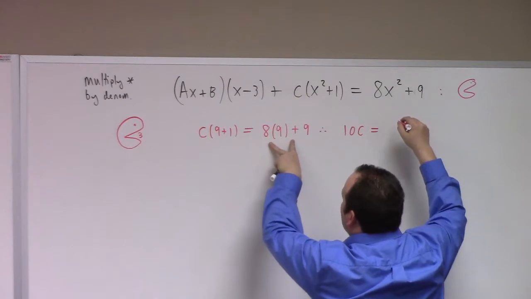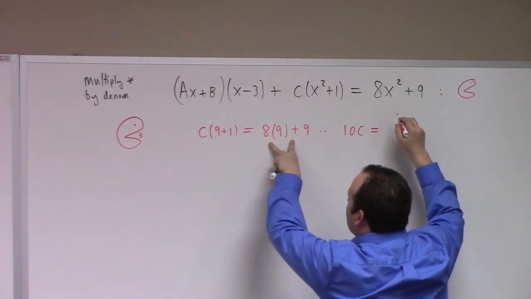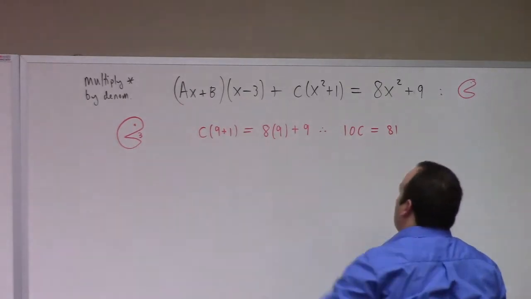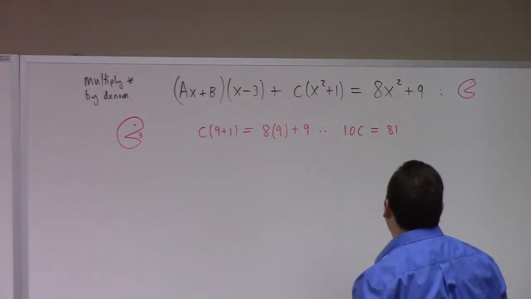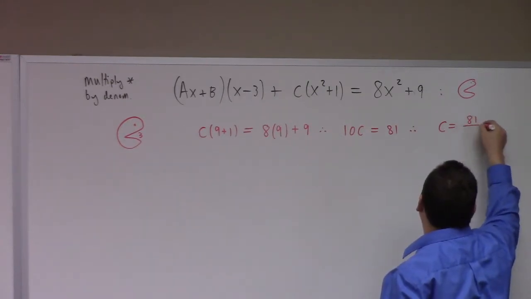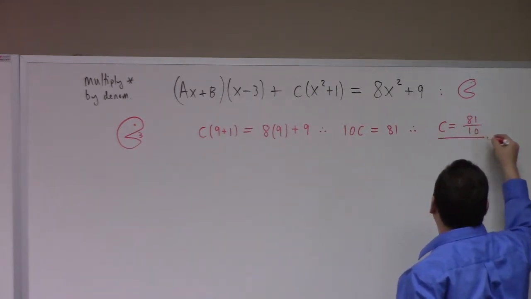See here. This is, what do we got? This is 9 times 9, right? 81. Okay, so there you go. C is equal to 81 over 10. 1 down, 2 to go.